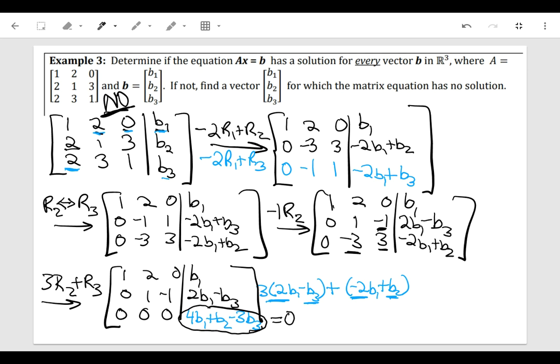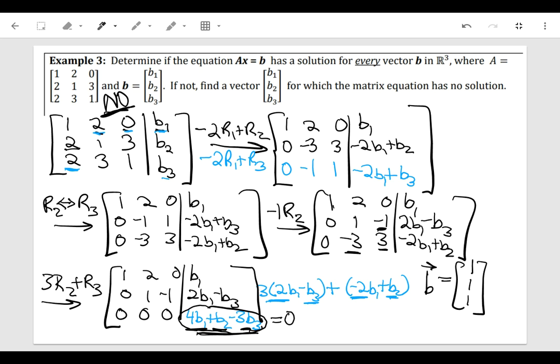So this is similar to one of the example videos that I created in 1.3. We just have to pick any b1, b2, b3 so that this is not 0, and then this system would not have a solution. So I'll go with 1, 1, 1, like I did in that previous video. That'll work for me here as well. If b1, b2, b3 are all 1, then I will have 4 plus 1 minus 3, which is not 0.